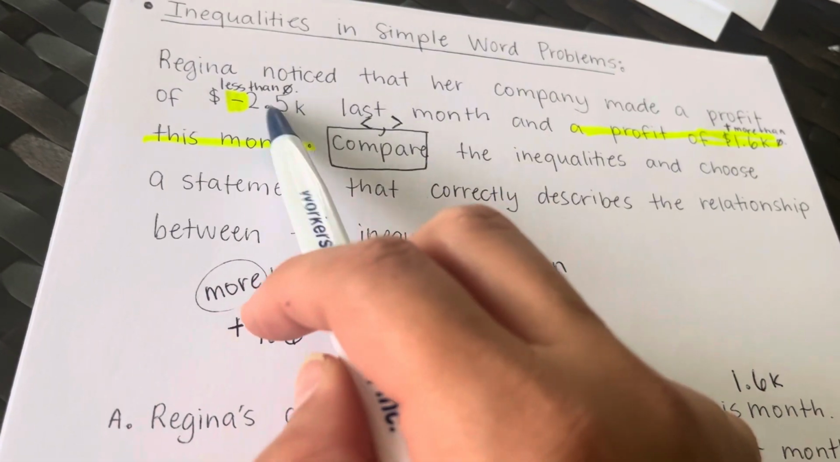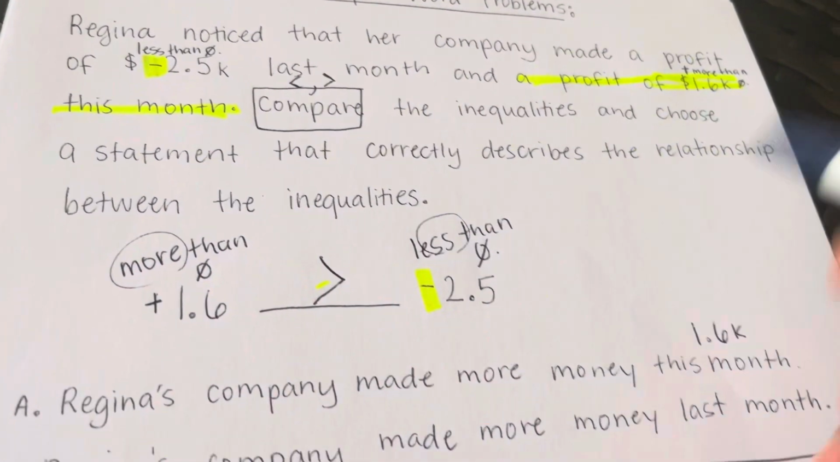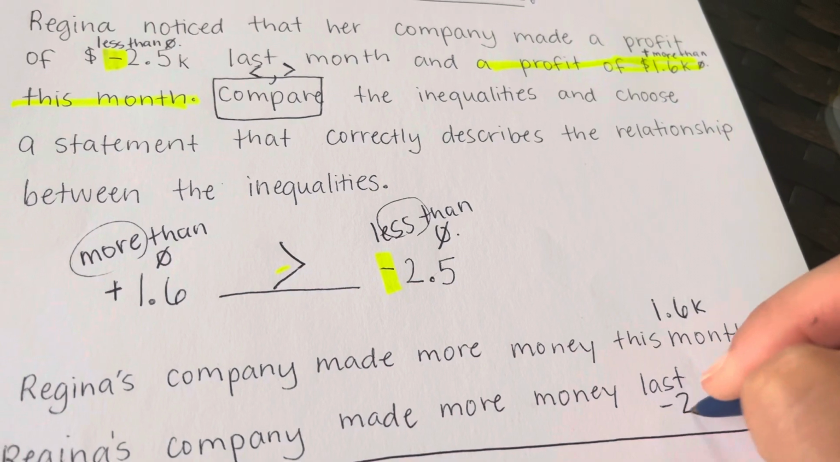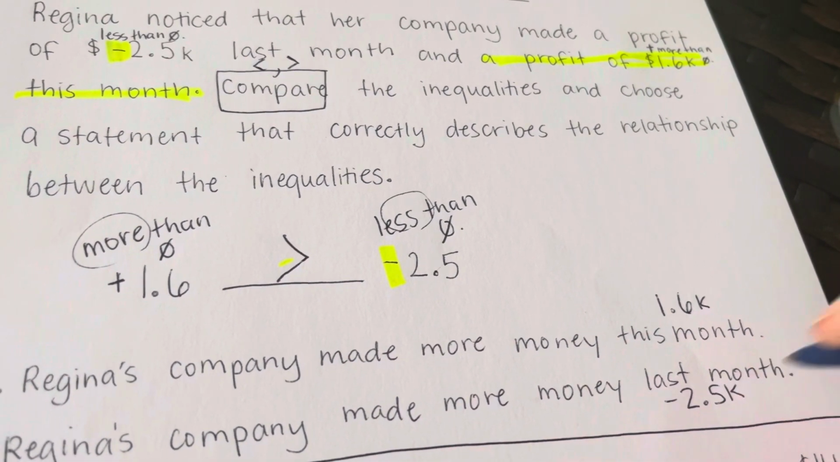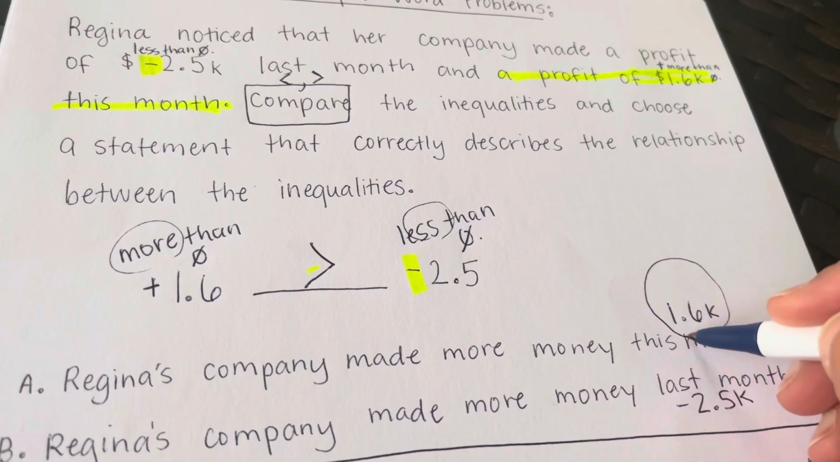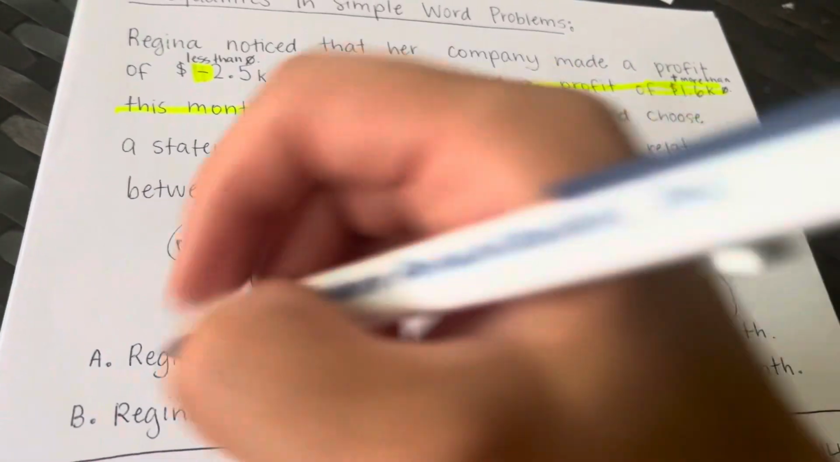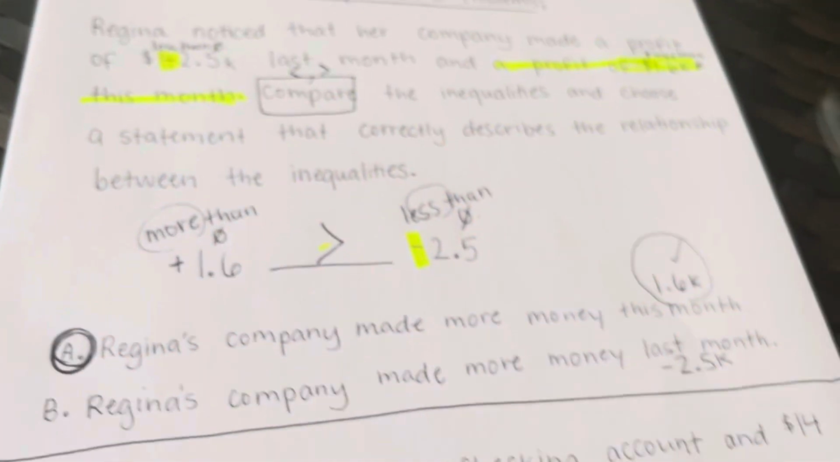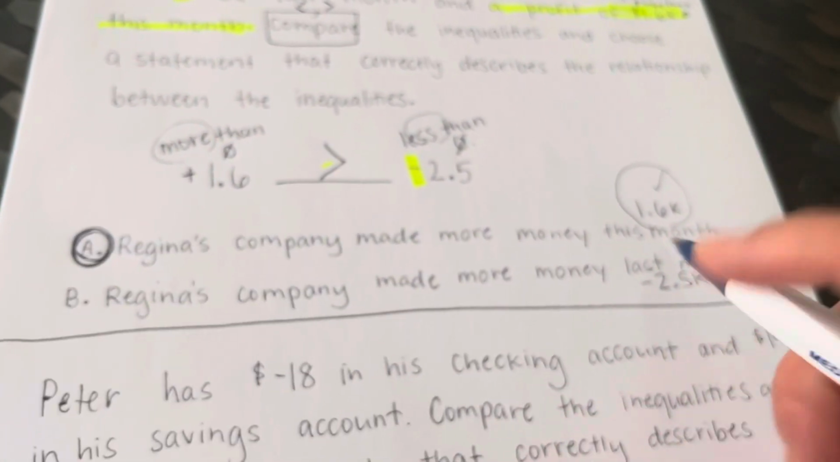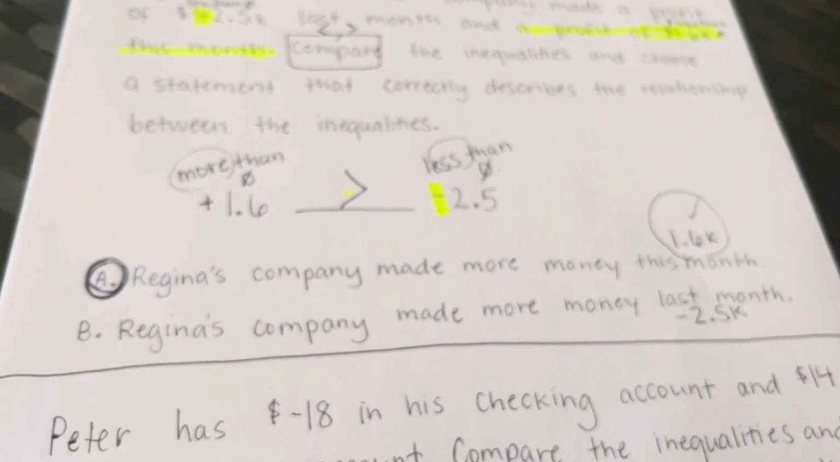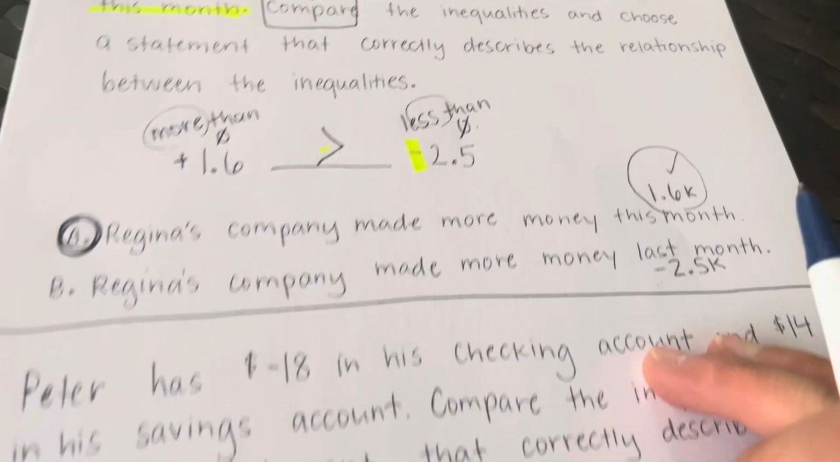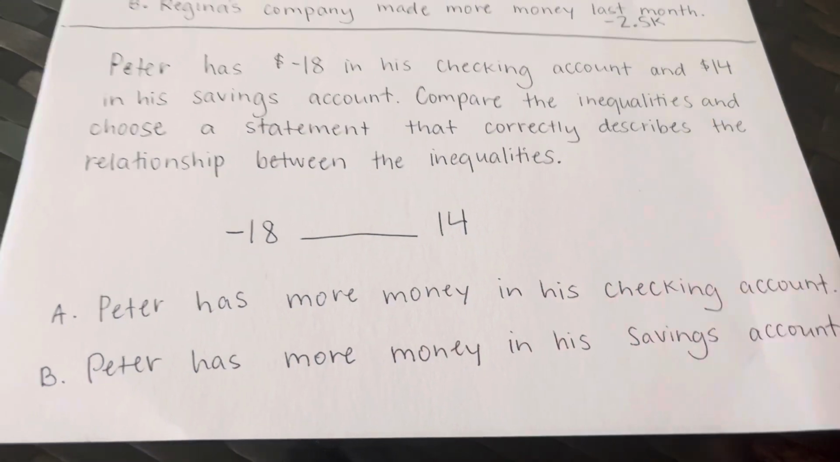But last month is when she was less than 0. That was that negative 2.5 number. This is my greater number. That's my bigger number, which means she's making more money here. She can't make more money if she's in the negative. Same type of thing, okay?